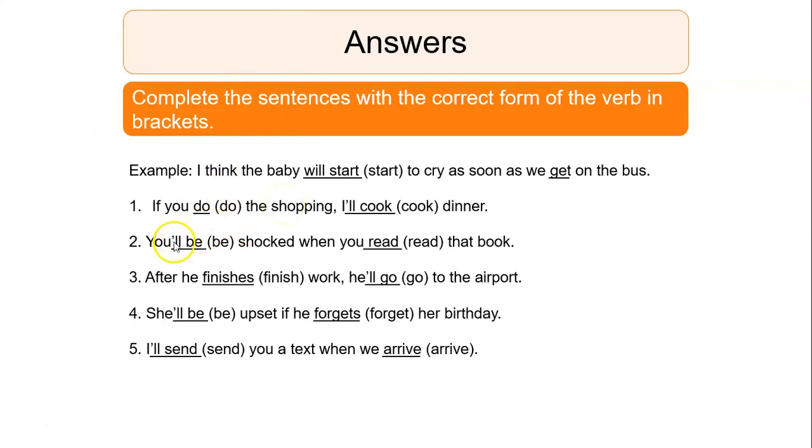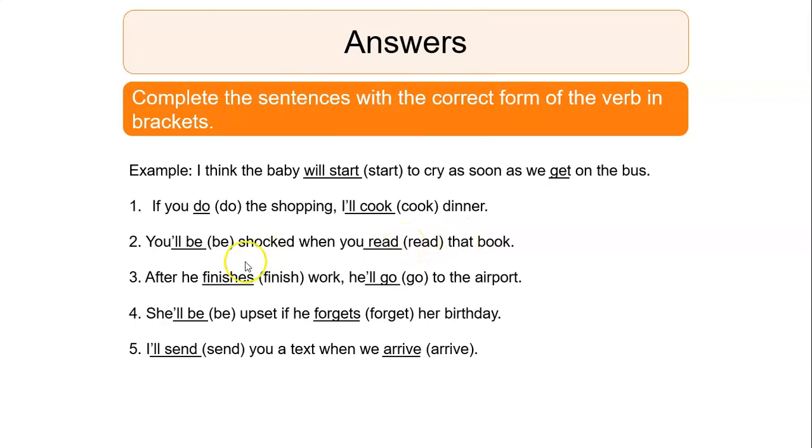Okay. Number two. So we got be, and this is also the main clause. So this time it's not present simple, it's the main clause. So will with the infinitive without to. You'll be shocked when, that introduces the future time clause with the present simple, when you read that book. And this time we used when, so that means I'm sure you'll read that book, right?